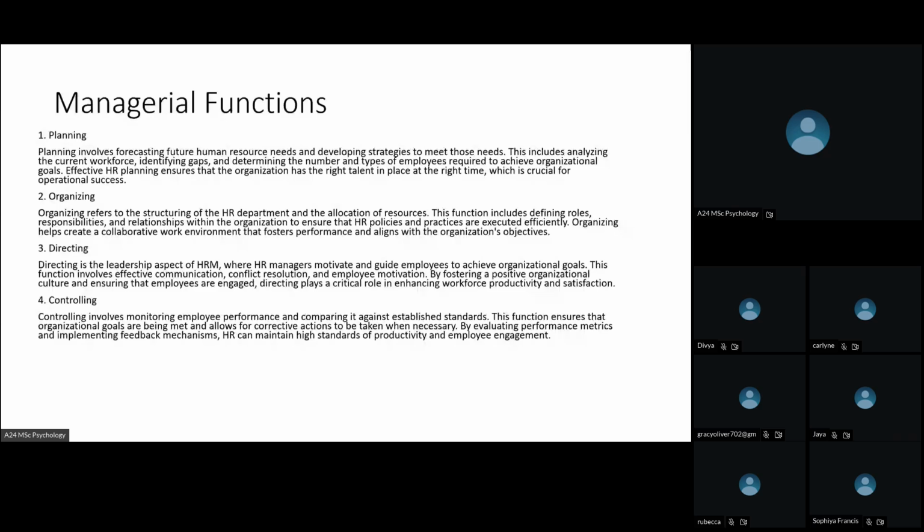Only when the role is defined can we put out a job post, have the responsibilities listed, and look out for the right person. Without organizing, we cannot do that. So we have to define the roles and responsibilities, and make sure that not one person in an organization works alone. No one works standalone.